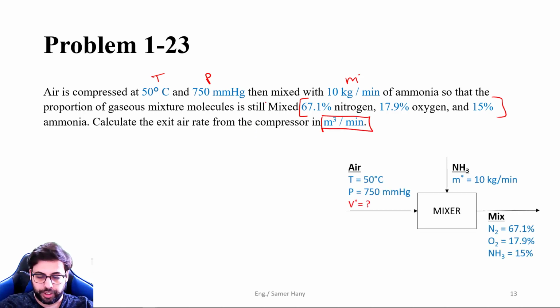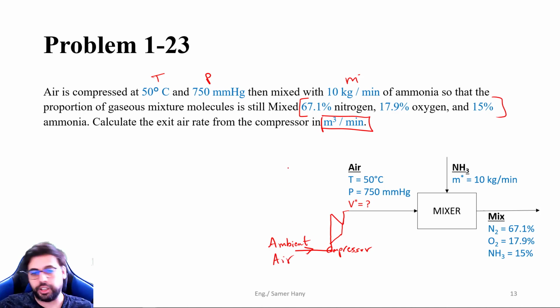So first off, let's start by drawing the system. We have air that's coming out of a compressor. Let's draw the compressor in here. Okay, this is a compressor. And this is the ambient air. Okay, so this compressor takes ambient air and compresses it at these conditions, temperature and pressure, and we want to get this V dot. Alright, that's going into the mixer and coming out of the compressor to be mixed with the ammonia, the 10 kilograms per minute of ammonia, to get a mixture of this particular composition.